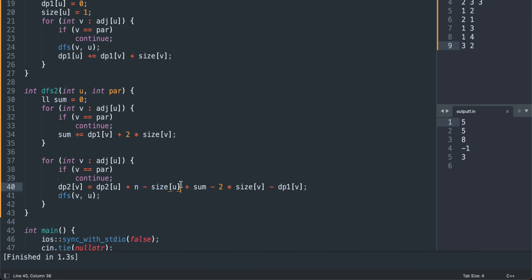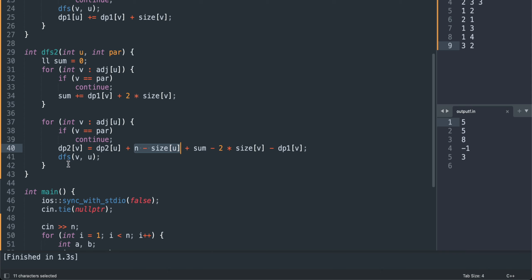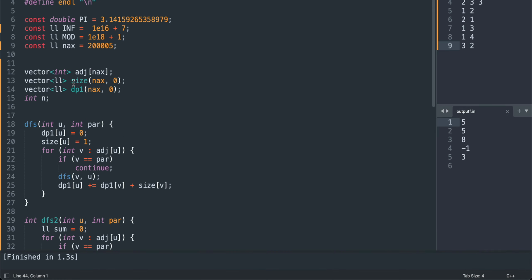n minus size of u, this many times it will be incremented. What if the edge weight is also there? Then it won't be this one, right? Yeah, because it is 1, only then can I write it. Otherwise that will be a very complex problem. Okay, sum minus 2 times size of v minus dp1 of v, and then calculate the value of the child. I think after this we will have dp1 and dp2.